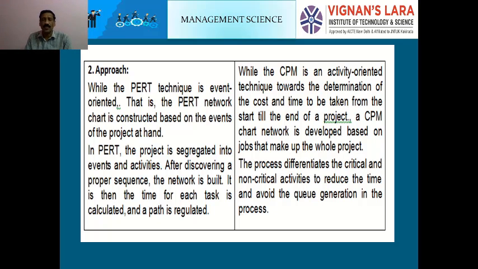While at the same time, CPM is activity oriented. That means it is always focused on the duration between two events, for example first event and second event, first task and second task. How much duration is required for completion of one task?